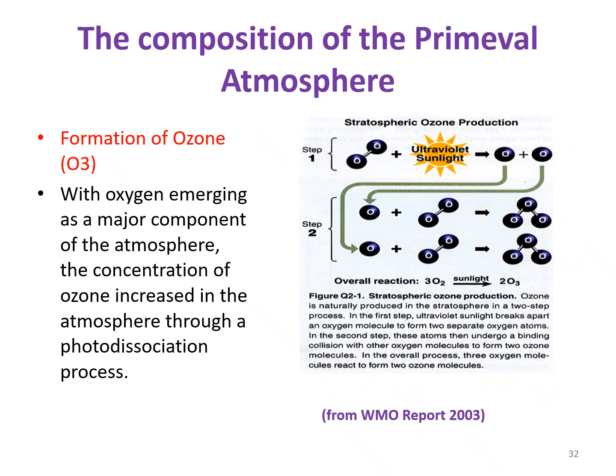Then coming to the formation of ozone. In the Earth's early atmosphere, the formation of ozone was a crucial step in creating a habitable planet. This process was driven by the sun's ultraviolet radiation and the presence of oxygen, ultimately leading to the development of the ozone layer, which shields the Earth from harmful ultraviolet radiation. With oxygen emerging as a major component of the atmosphere, the concentration of ozone increased through a photodissociation process.